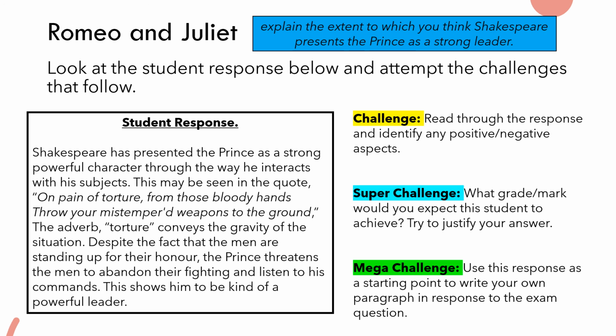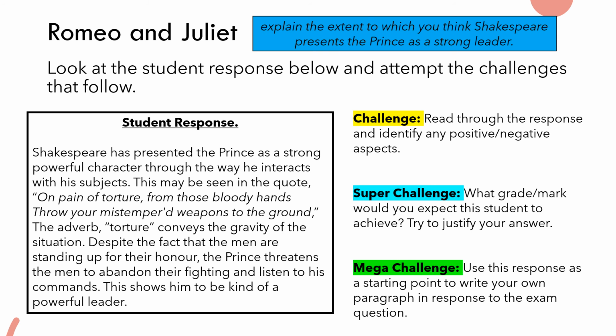So carrying on then. This may be seen in the quote, "On pain of torture, from those bloody hands throw your mistempered weapons to the ground." The adverb torture conveys the gravity of the situation. Despite the fact that the men are standing up for their honour, the prince threatens the men to abandon their fighting and listen to his commands. This shows him to be kind of a powerful leader.